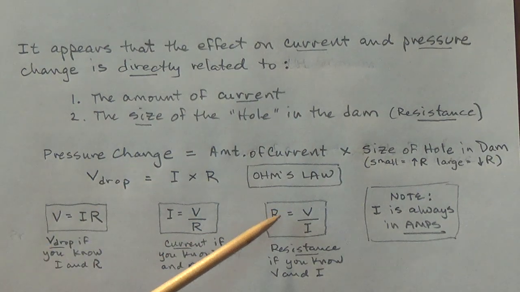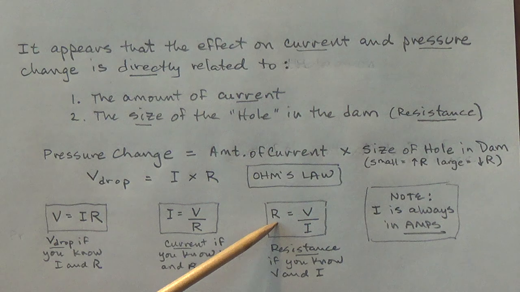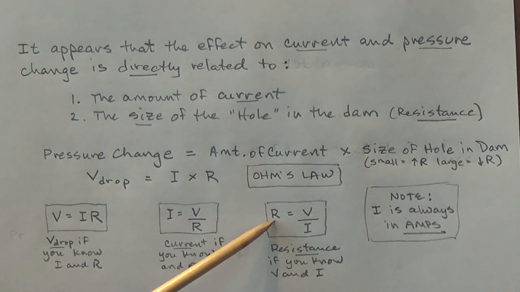And third, if I want to pick out a resistor to achieve a change in the flow of current, or a change in voltage on either side of the resistor, then I'll use this formula, R equals voltage divided by current.